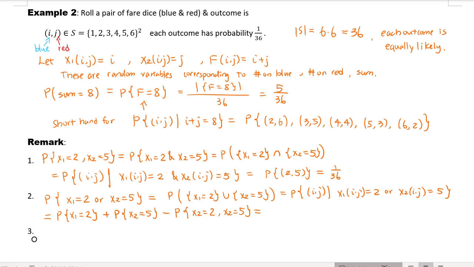Well, how many outcomes have x1 equal to 2? 6 outcomes, right? Because the second die could be any number. And then what is P of x2 equals 5? Also 6, because the first die could be any number. And then there's only one outcome, the (2, 5), right? And don't forget the total is 36. So 12 minus 1 is 11 over 36. So far, so good, everyone?